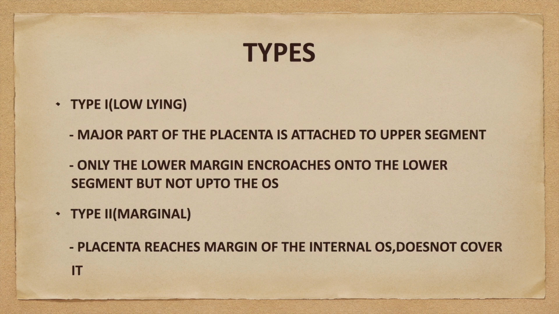Types: Type 1, low-lying. Here, major part of the placenta is attached to the upper segment. Only the lower margin encroaches onto the lower segment but not up to the internal os. Type 2, marginal. Here, the placenta reaches the margin of the internal os but does not cover it.